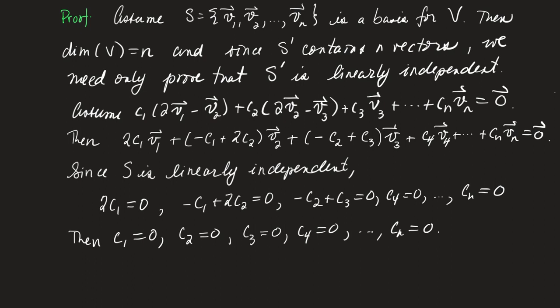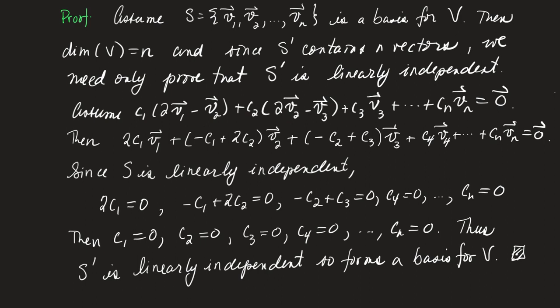But that's what we needed for the set S prime to be linearly independent, right? We needed these coefficients to be 0, and indeed they are. So that tells me that S prime is linearly independent and therefore forms a basis for V. So I wrote out my closing statement. S prime is linearly independent, and so it is a basis for V.